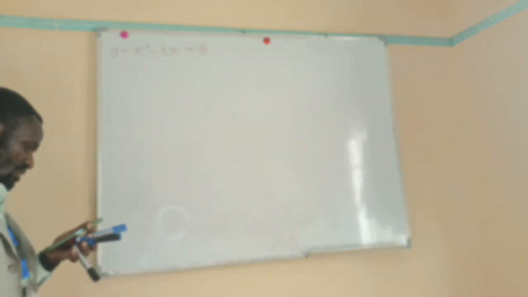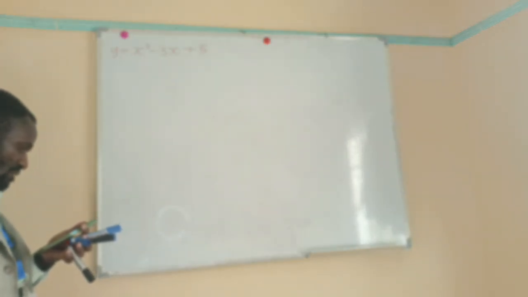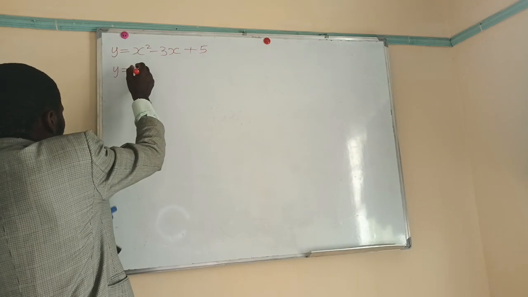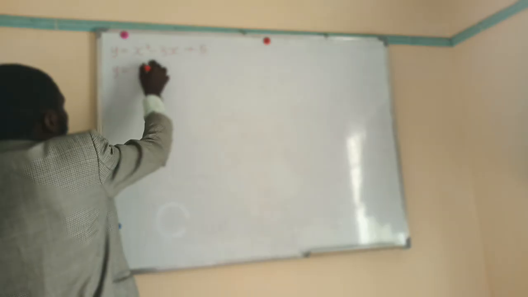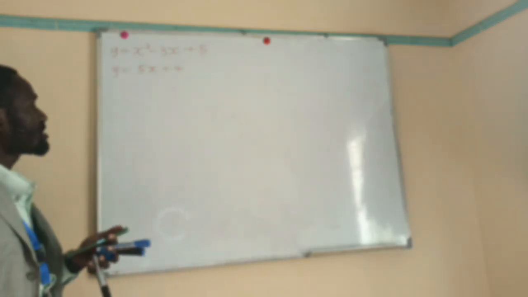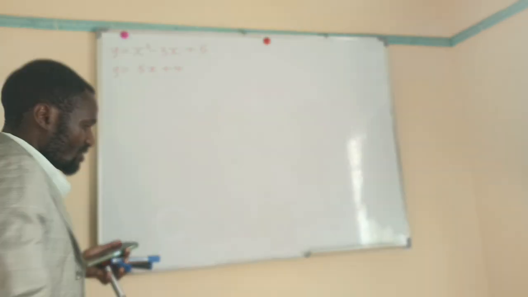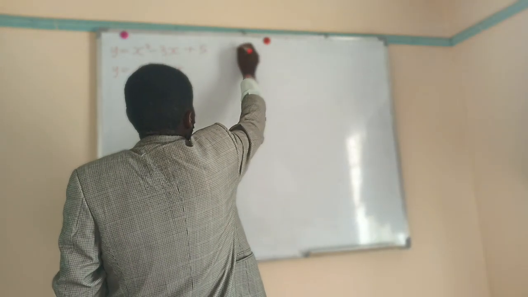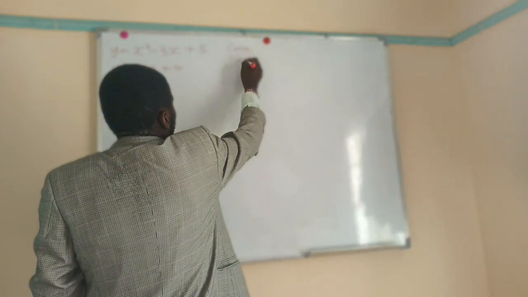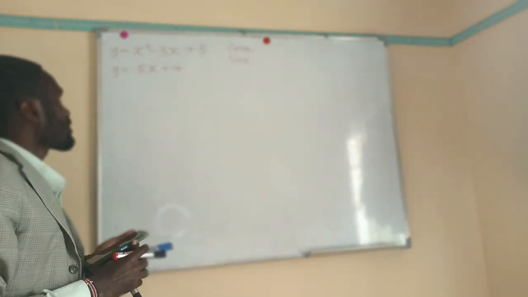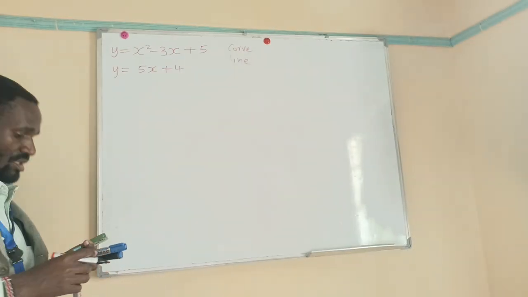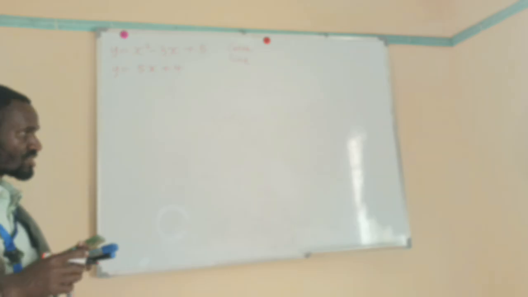We are told that this curve is parallel to a line given as y is equal to 5x plus 4. So the first equation is the equation of a curve, a quadratic equation, and the second equation is the equation of a straight line, y is equal to 5x plus 4. So the line and the curve are parallel to each other.